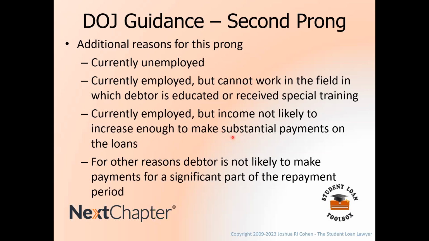Well, whatever their field is, maybe they'll just never make enough. Maybe they're a social worker. They're working in the field they're supposed to, but they tapped out at 50,000. They'll never pay off their 250,000. They'll never make a substantial payment. That's a checkbox. And the last one, for other reasons, the debtor is not likely to make payments for a significant part of the repayment period.